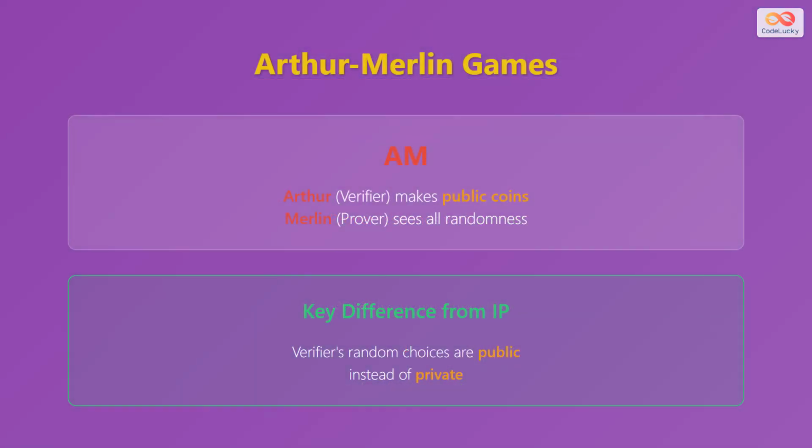Arthur-Merlin Games, denoted as AM, involve two players, Arthur, who represents the verifier, and Merlin, who represents the prover. Arthur makes public coin flips, meaning that his random choices are visible to Merlin. Merlin, upon seeing all the randomness, responds accordingly. The key difference between Arthur-Merlin Games and interactive proofs is that the verifier's random choices are public rather than private.